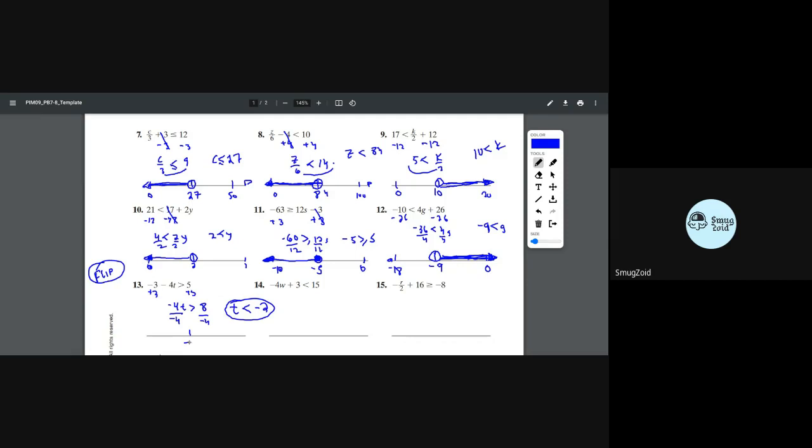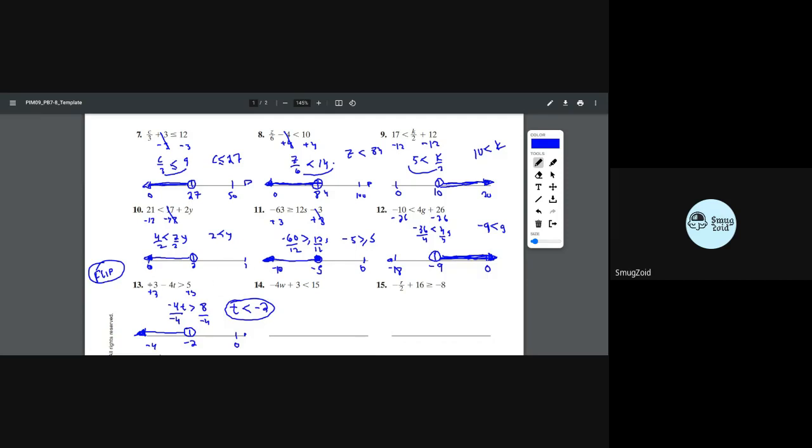So I'm going to put a minus 2 here. I got to put my 0 here. I got to put my minus 4 down here because I doubled it. T is less than minus 2. So I put an empty circle. And I'm going to go this way with graphing it. And it should look like this.